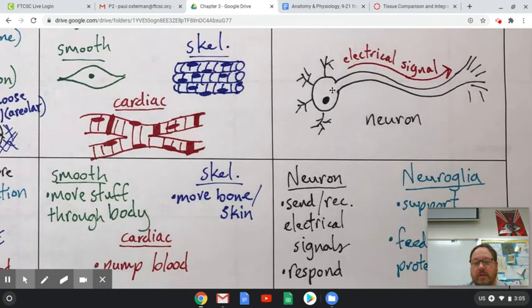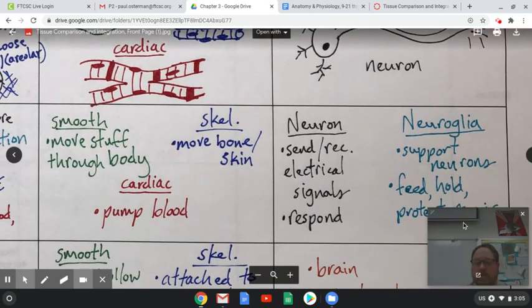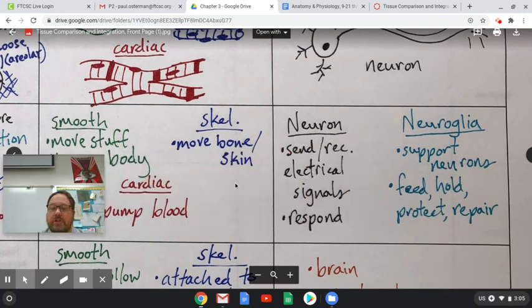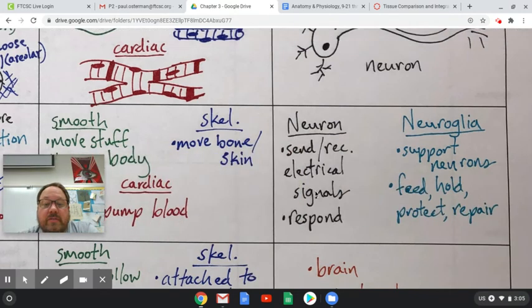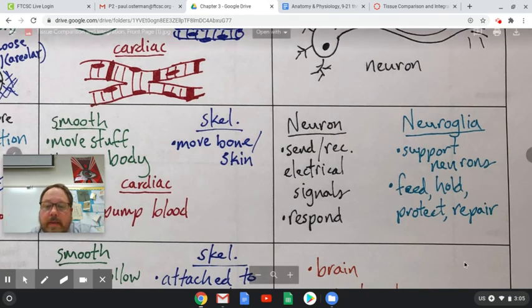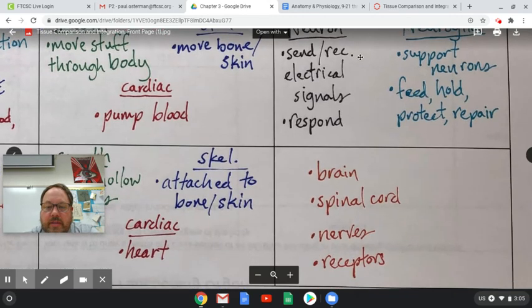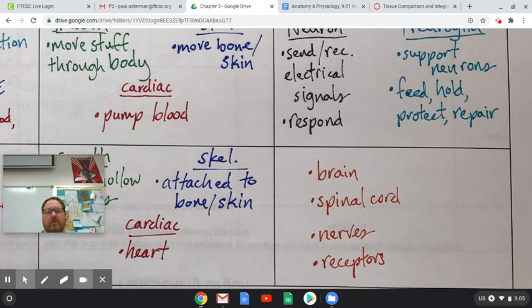Now, talking about function, let me move this over here. In regard to function, neurons, again, send and receive those signals to allow your body to detect what's going on and react. The neuroglia are the support team that take care of those neurons. So there are cells that feed neurons, that hold neurons in place, that protect them from potential pathogens and that repair them if they're damaged. And where do we find nervous tissue? The obvious places like brain and spinal cord, but then we also have peripheral nerves traveling all around the body, and then receptors that are embedded in all sorts of tissues.